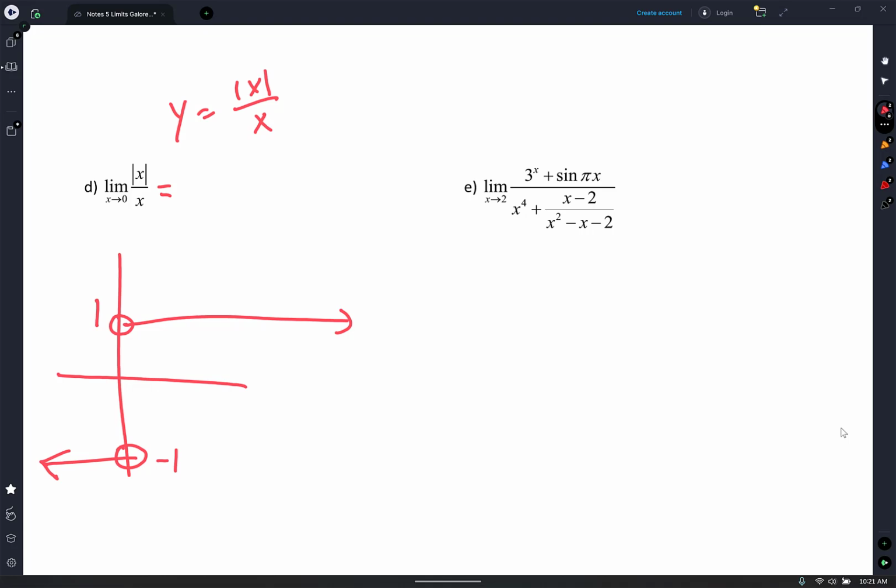Now that we know, if I approach from the right, the limit is 1. If I approach from the left, the limit is negative 1. So what is this limit? Does not exist. I prefer to write it out instead of D and E. Everyone knows the acronym D and E, but it's preferred to have better habits, right? Does not exist.